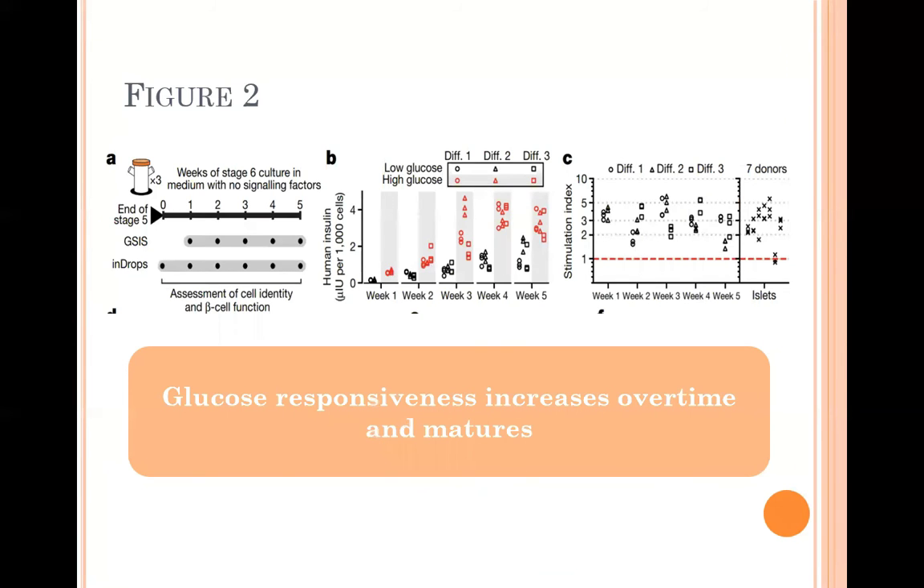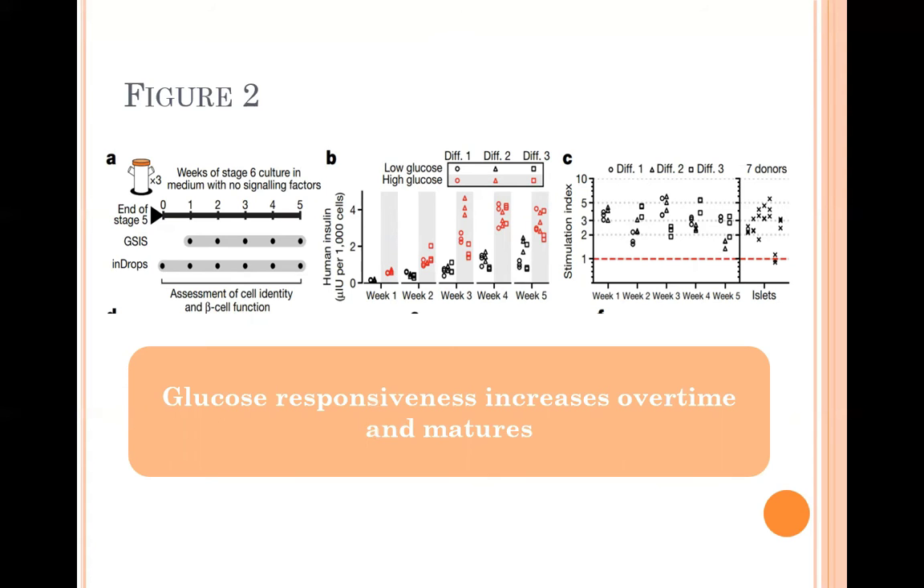So when we move on to the second figure, this shows the experimental procedure to answer if the cells maintain their stability over time, specifically the beta cells. In figure 1A on the left, this just shows the procedure for monitoring cell functionality during stage 6 for the 5 weeks using RNA-seq, and also the GSIS test. Figure B shows the insulin response for high and low glucose that is challenged across 3 different in vitro differentiations. And figure C shows the stimulation indices in comparison to the human islet control group.